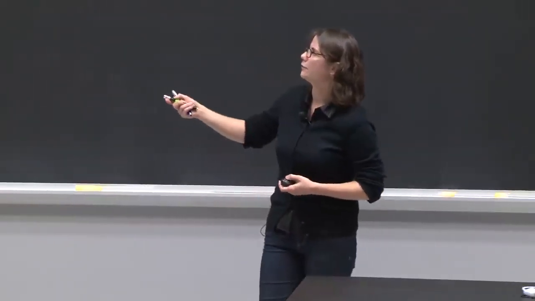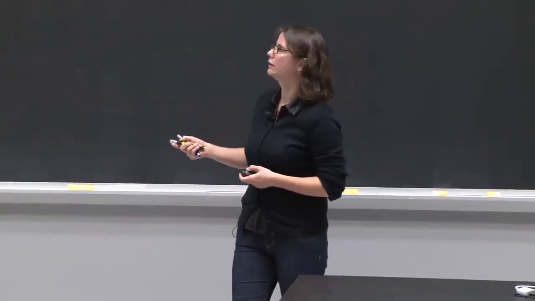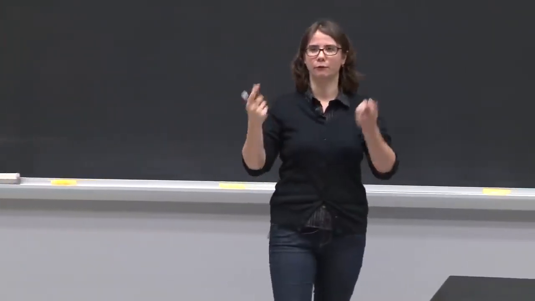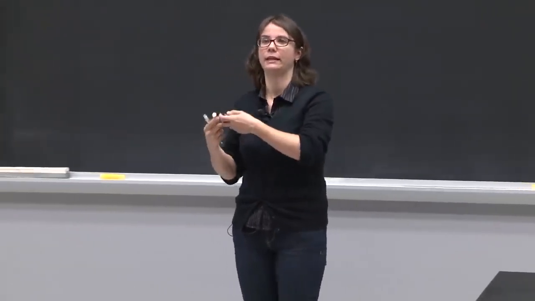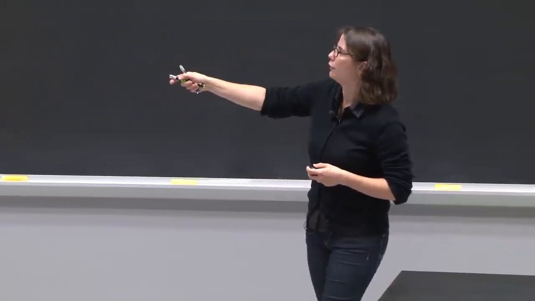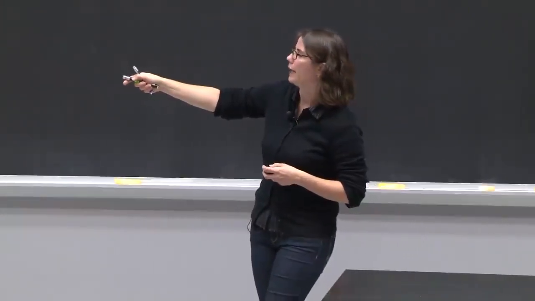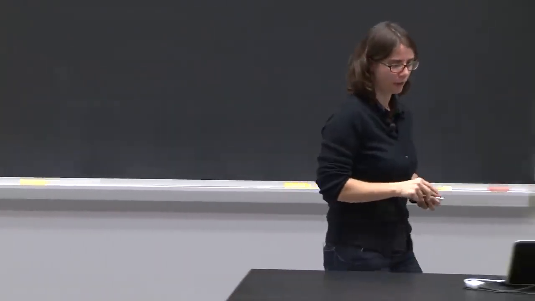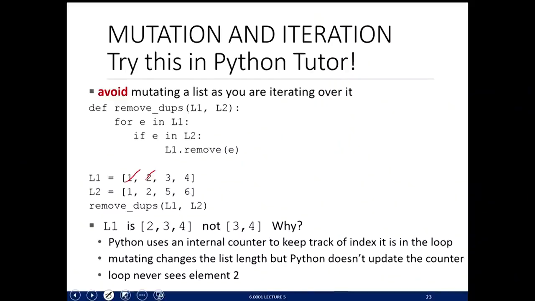Last thing is I'll let you try this as an exercise in Python Tutor. But the idea here being you should be careful as you're writing a for loop that iterates over a list that you're modifying inside the loop. In this case, I'm trying to go through the list L1. And if I find an item that's in L1 and L2, I want to delete it from L1. So 1 and 2 are also in L2. So I want to delete them from L1 and be left with 3, 4. However, the code on the left here doesn't actually do what I think it's doing.